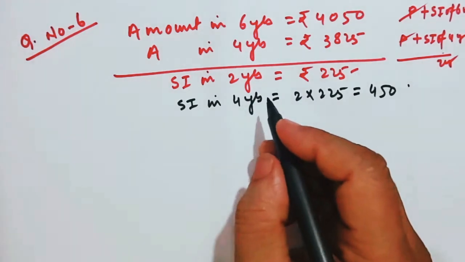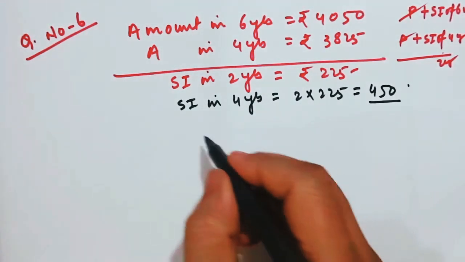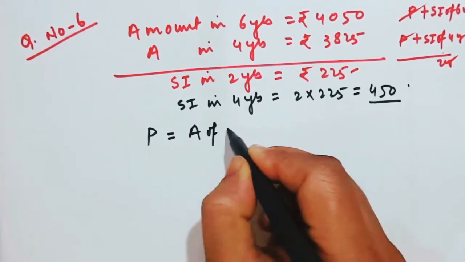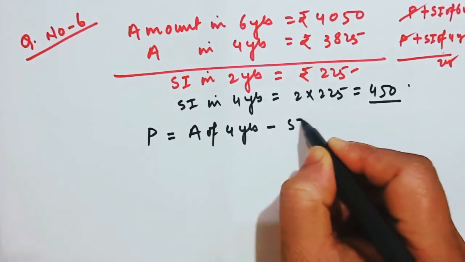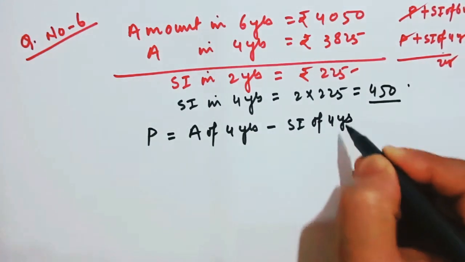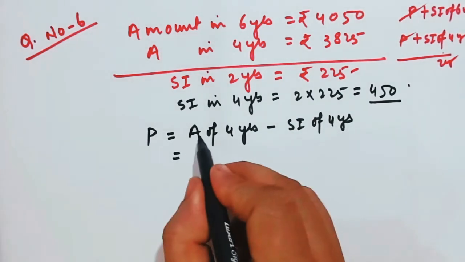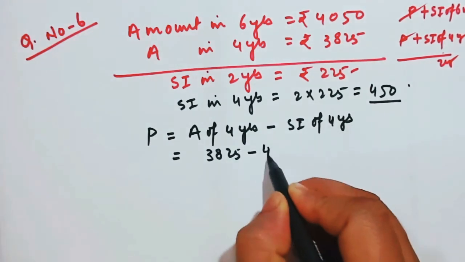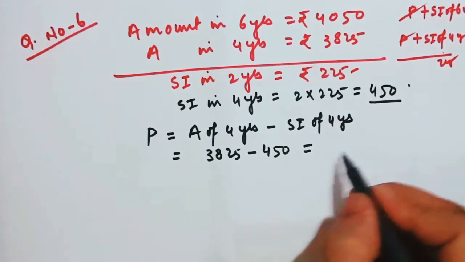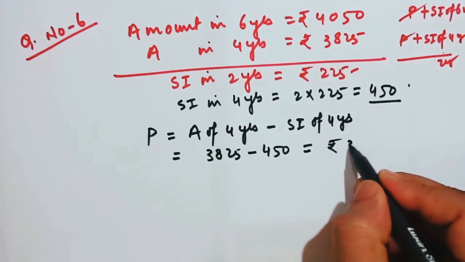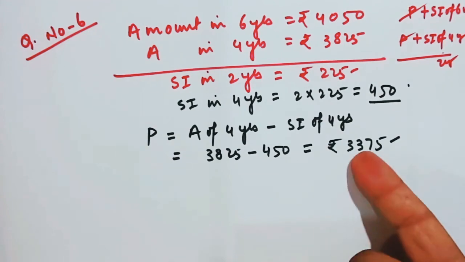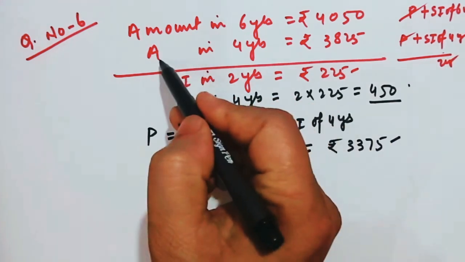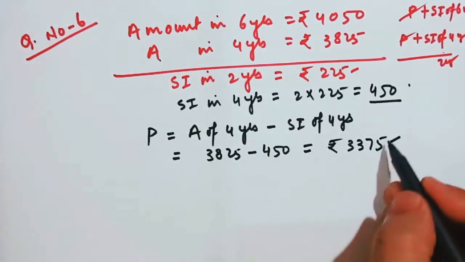Now let's see what they are asking. So simple interest in 4 years, beta, itna. Can't you find the principal? So principal is equal to amount of 4 years minus simple interest of 4 years, पूरा गायब कर दो. So you will get how much? Amount in 4 years was 3825 minus 450. When you subtract, you will get rupees 3375 as the principal. Principal means the same, it's not special for this one or this one. Principal remains the same.